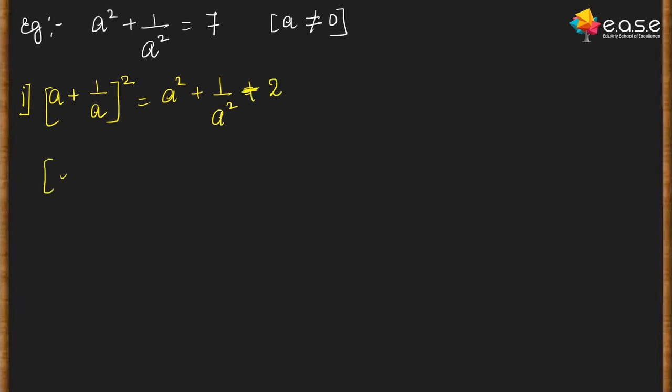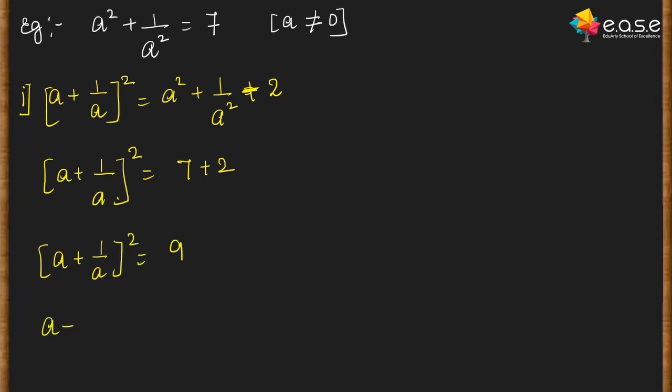That means a plus 1 by a the whole square is equal to, we have the value for this, 7 plus 2. So that means a plus 1 by a the whole square is equal to 9. If you take square root on both sides, you will get a plus 1 by a is equal to 3. This is pretty simple. Let's look at the other part.